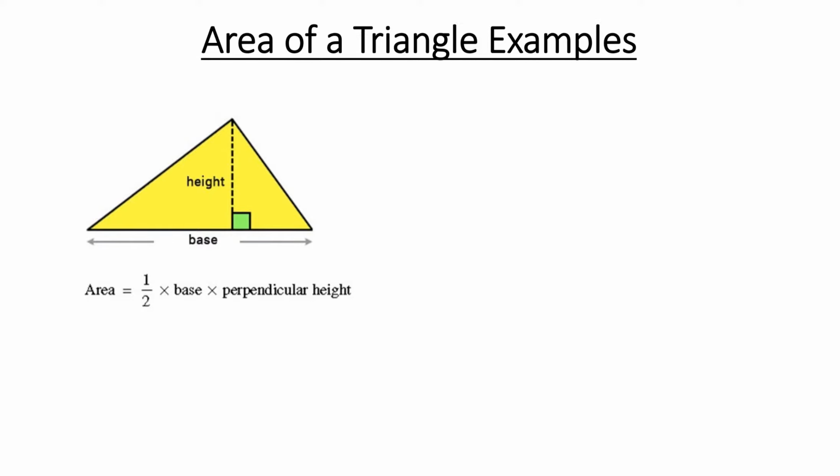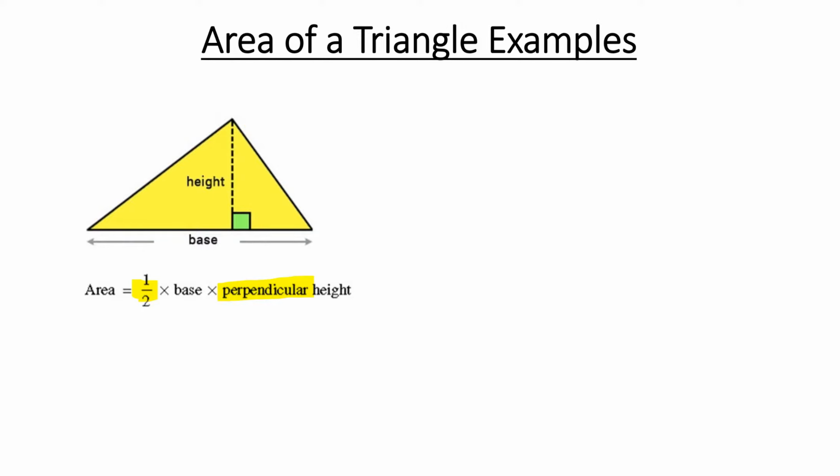Okay guys, in our class today we learned that to find the area of a triangle you need to multiply the base times the height and then cut that in half. So half times the base times, and this is a really important word here, times the perpendicular height of the triangle. So that's the height from the base, a straight line from the base to the top of the triangle.